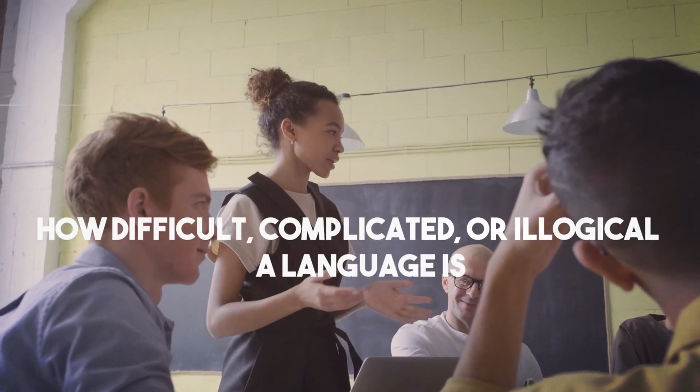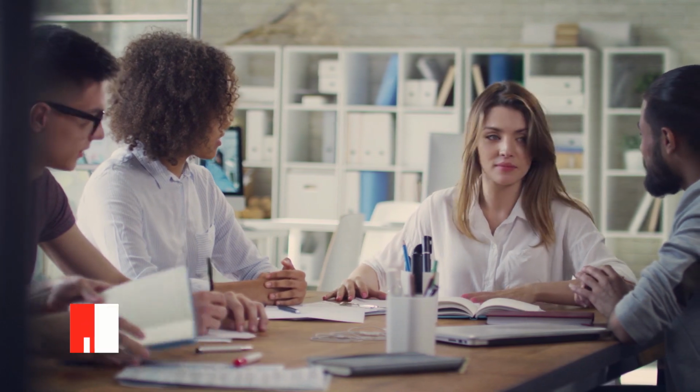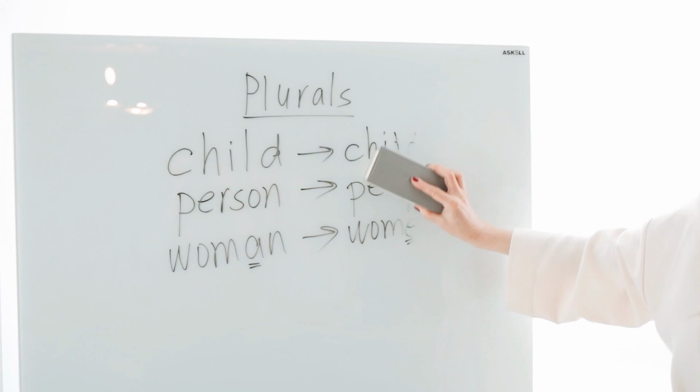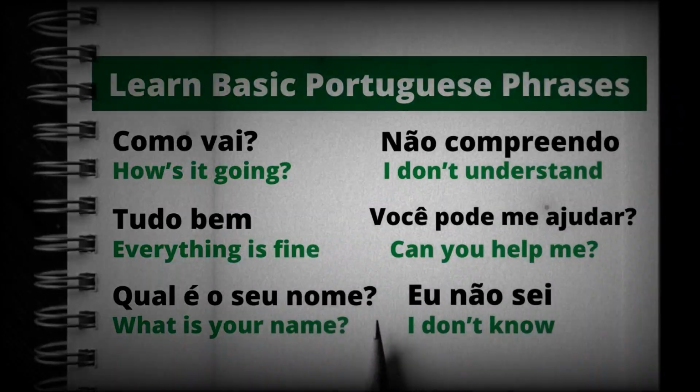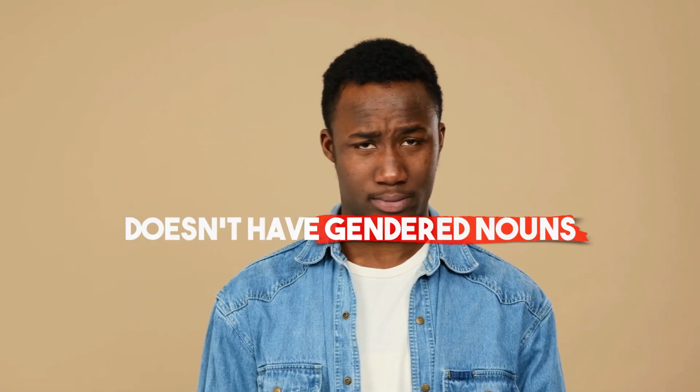It is easy to complain about how difficult, complicated, or illogical a language is. All languages are difficult, complicated, and illogical when you don't learn them as a kid. But there is one aspect of English that is really quite simple compared to many other languages around the world. It is that English doesn't have gendered nouns.